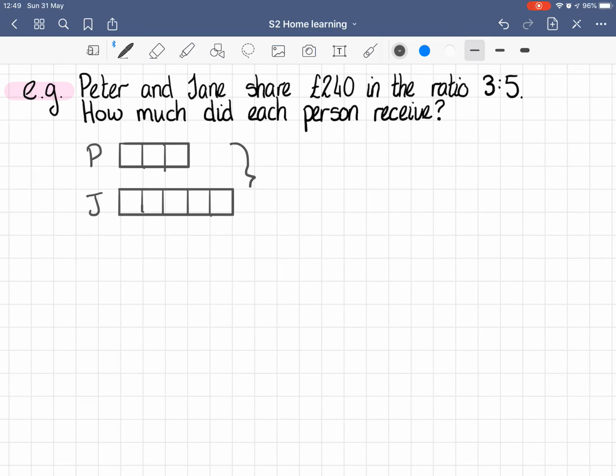Now I know that altogether they have £240. And I can see that Peter has 3 parts and Jane's 5 parts. Together I have 8 parts. So I'm going to share my £240 into 8 parts. 240 divided by 8 is 30. So each one of these parts is worth £30.